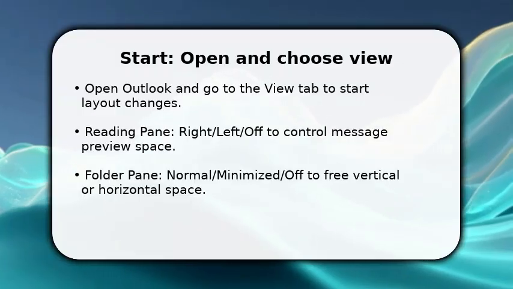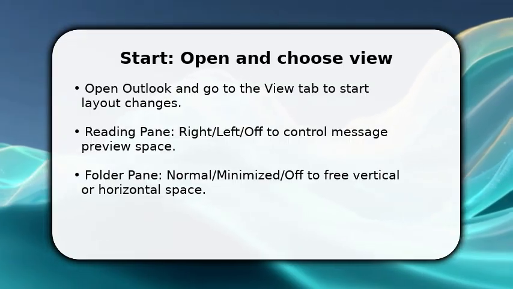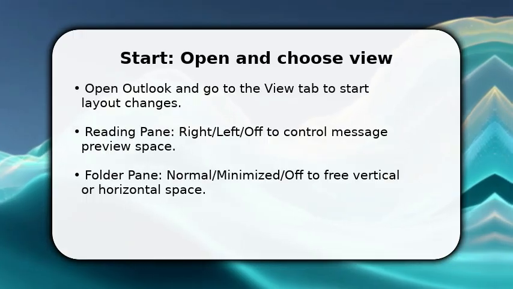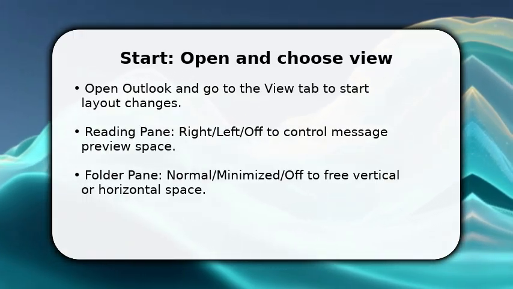You already have Outlook open. Now go straight to the View tab and begin. Choose your reading pane position because that decides how much message preview you keep versus list space.